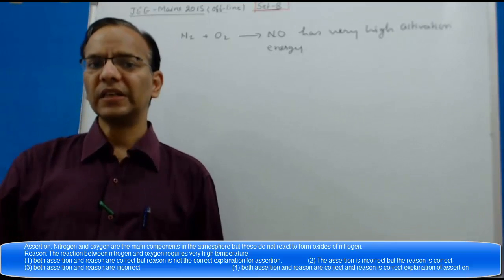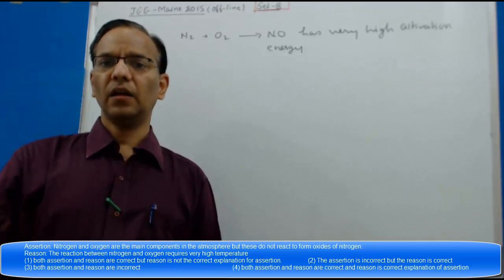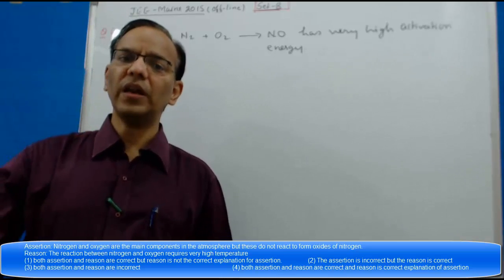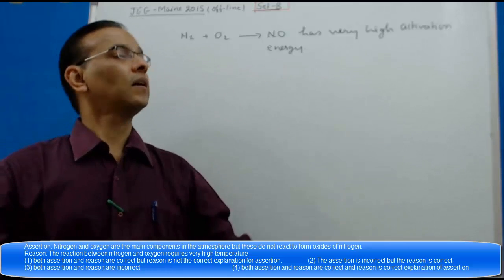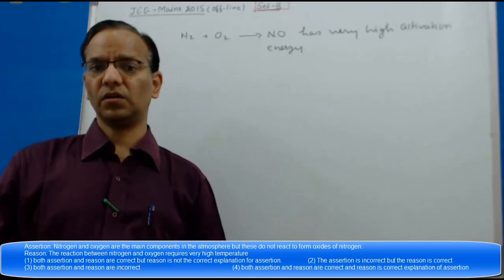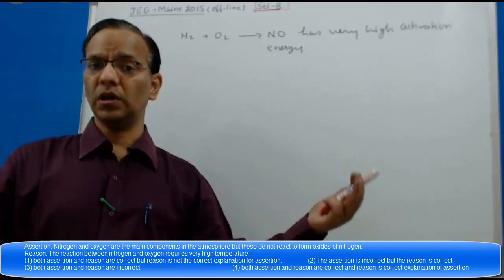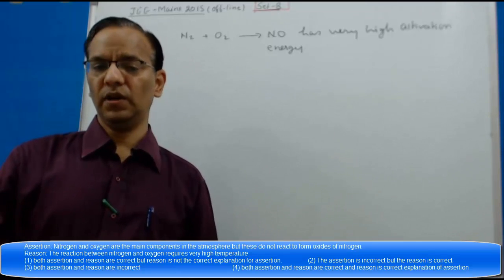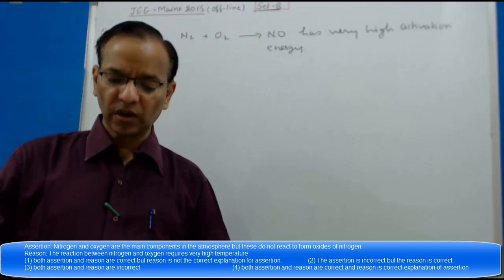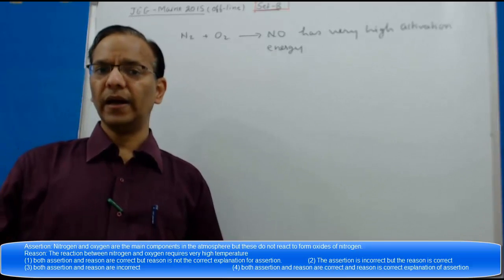So in order to obtain a significant rate of reaction, the temperature required would be very high. We have learned a bit about this reaction in inorganic chemistry also, that this reaction occurs at a temperature above 2000 degrees Celsius, that is, during lightning only. So the reason given, that the reaction between nitrogen and oxygen requires high temperature, is also true, and that is the reason why they don't react.